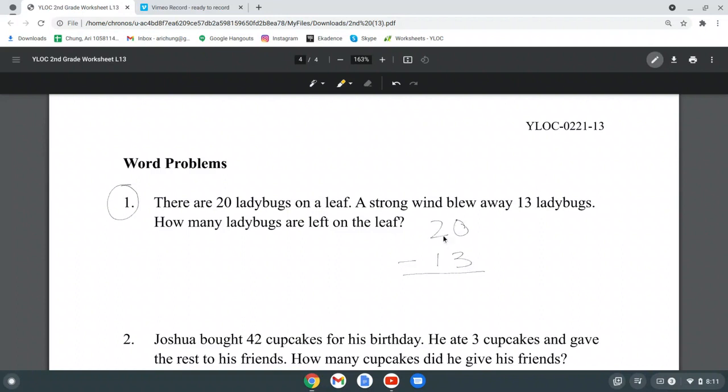So 0 can't minus 3, so take 1 from 2. Then 10 will minus 3. 10 minus 3, 1, 2, 3, 4, 5, 6, 7, 8, 9, 10. Here we have 10 and we subtract 3. 1, 2, 3. How many are we left off with? 1, 2, 3, 4, 5, 6, 7. 7. 10 minus 3 is 7. 1 minus 1 is 0. So how many ladybugs are left on the leaf? 7 ladybugs.